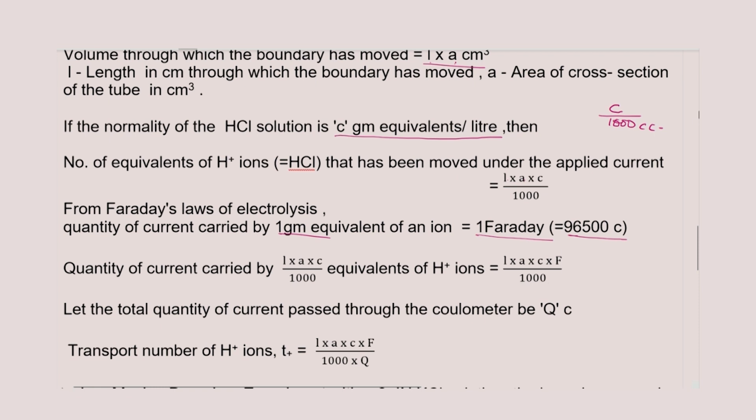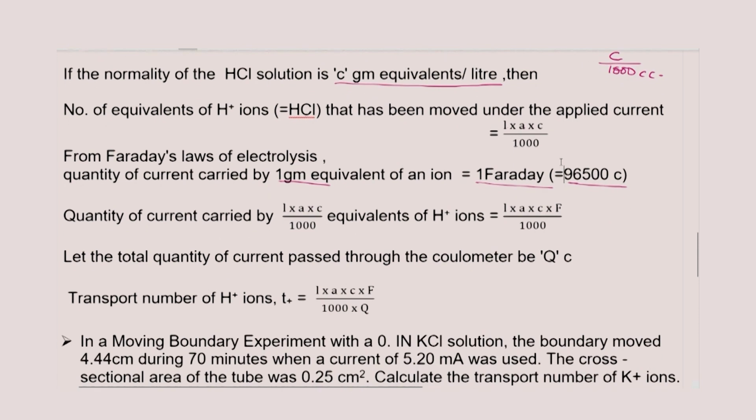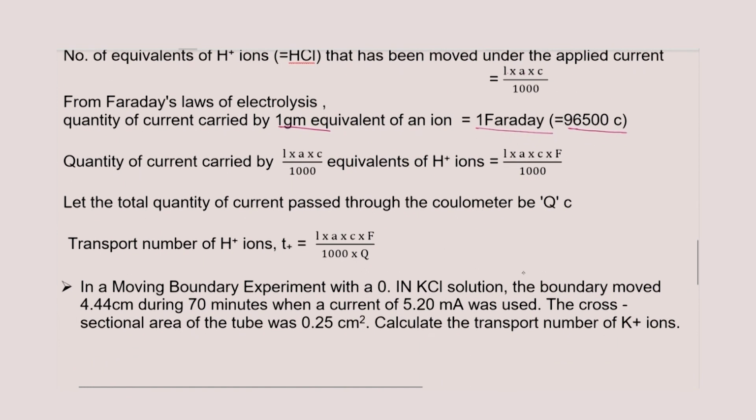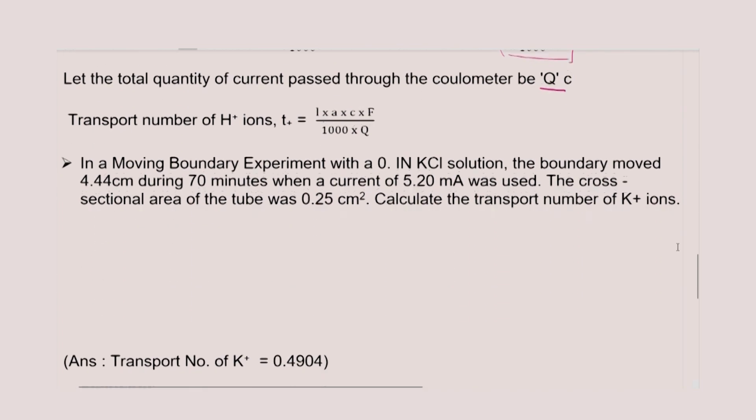And if the total quantity of current passed is Q, then this is the current carried by H+ ions, and this is the total amount of current passed. Therefore, this divided by the total current will give you the transport number, T plus, that is equal to L A C F divided by 1000 into Q. Now, let us see a problem based on this.